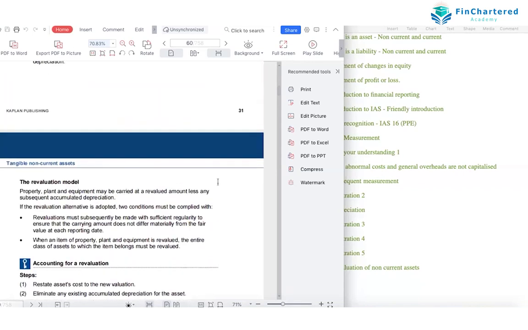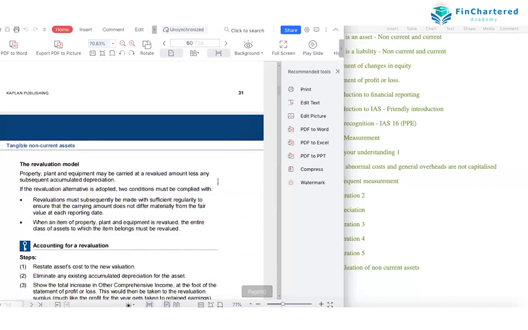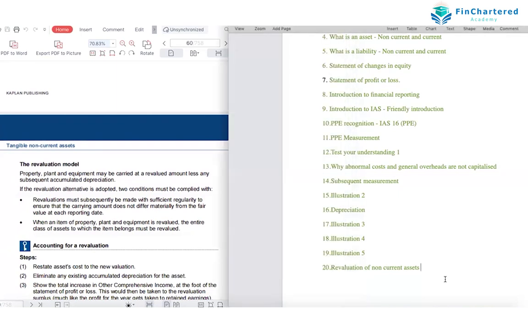But here, what are we looking at? We're looking at the revaluation of non-current assets. What does this say? When you have property, plant, equipment, the value of the property, plant, equipment would change. The value of the PPE will change over a period of time.